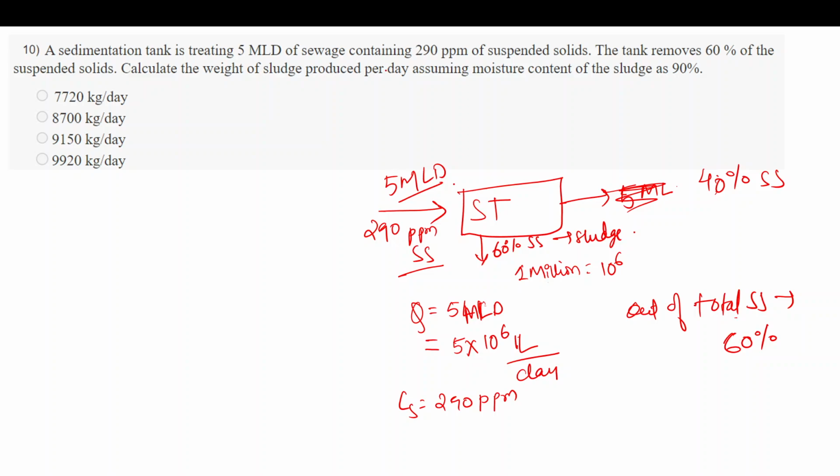So calculate the weight of sludge which is produced per day, assuming that the moisture content of sludge is 90%. Another data that is given to you is that this sludge has 90% water and 10% solids, right? So this 60% of sludge comprises is equivalent to 10% of solid in the sludge. So you need to find out the total sludge weight which is produced per day. For that, the first step would be to find out.